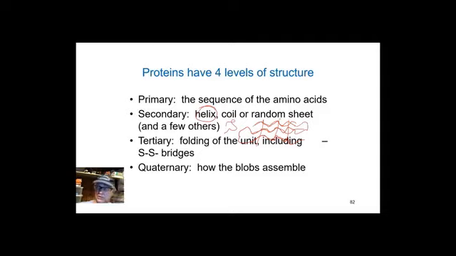Tertiary is how the whole unit gets folded back and maybe comes back and makes crosslinks, internal, intramolecular bridges. Quaternary is how the blobs that result from tertiary and all the previous ones may assemble.